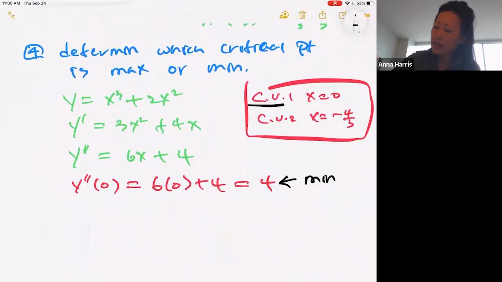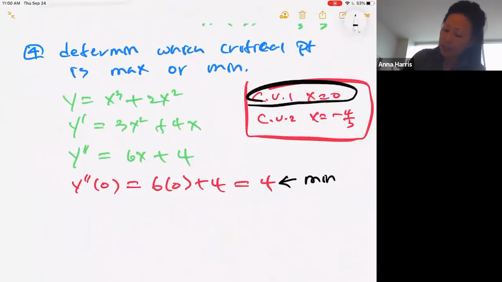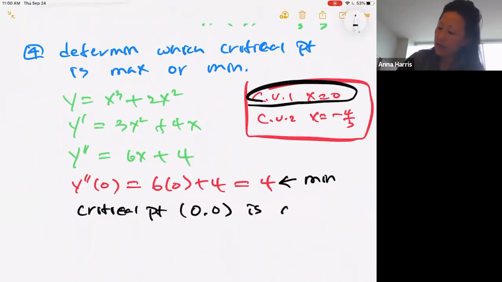So at this critical point, 0, 0 is a minimum. Okay, now let's do the next one.